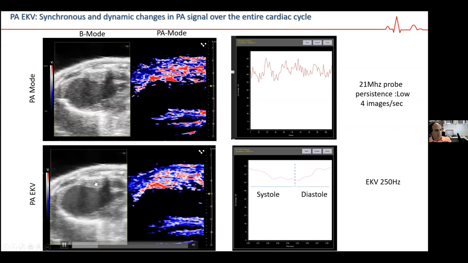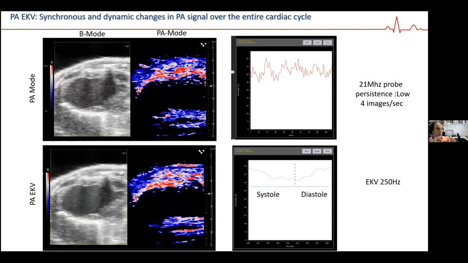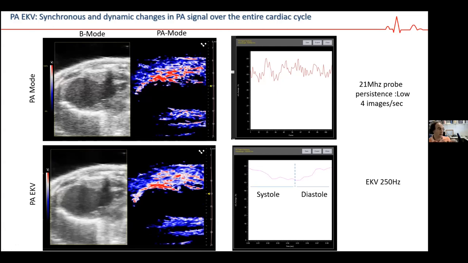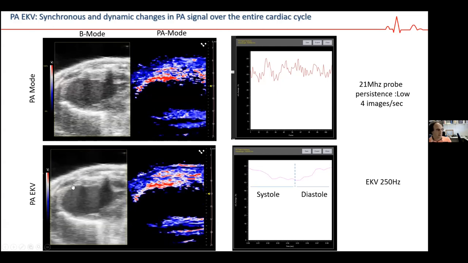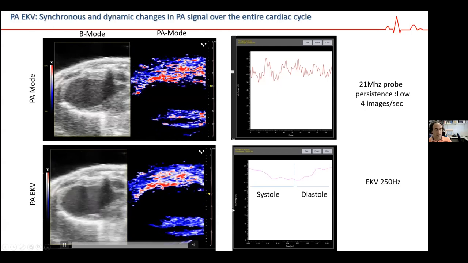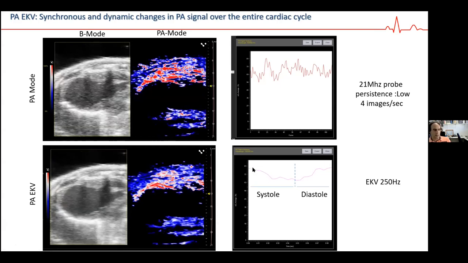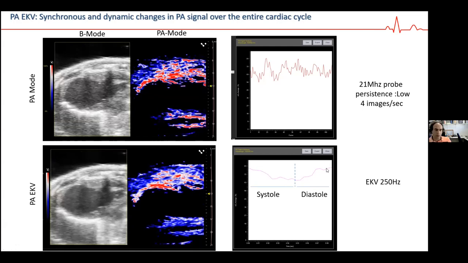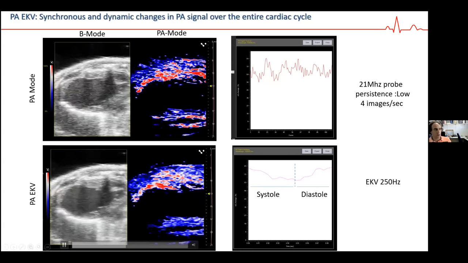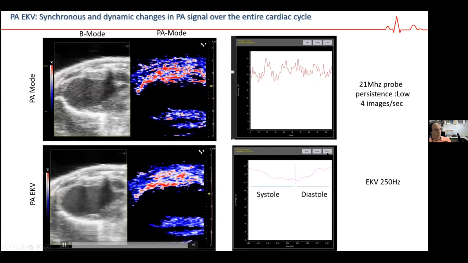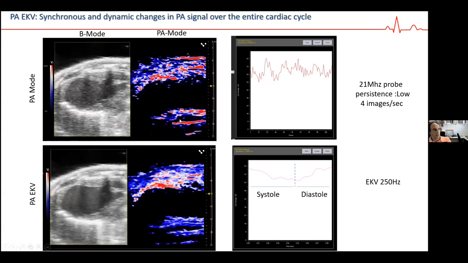That gives you the possibility to detect more precisely where the segments are akinetic or under movement. So you can draw a more precise region of interest, ischemic parts and non-ischemic parts, for example. And it gives you the possibility to discriminate the oxygen saturation level during systole and during diastole, which gives you some very interesting information in terms of physiology during the cardiac cycle. So we used PA-EKV in our study to detect oxygen saturation after myocardial infarction.